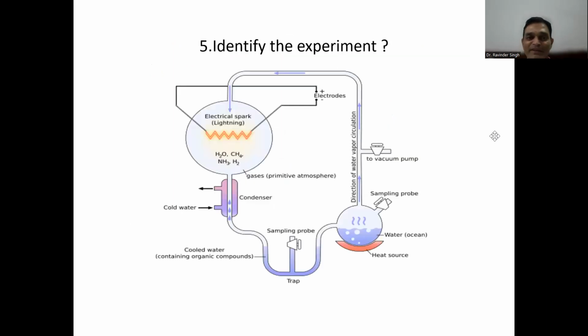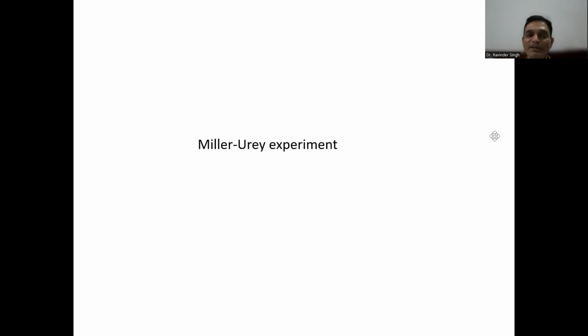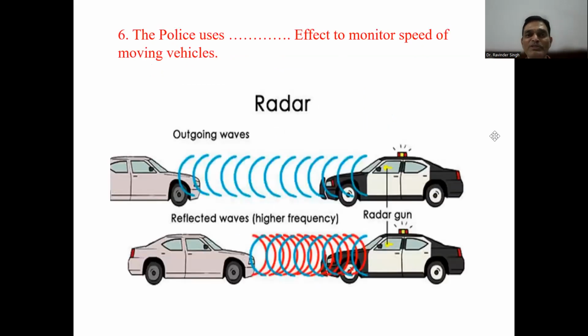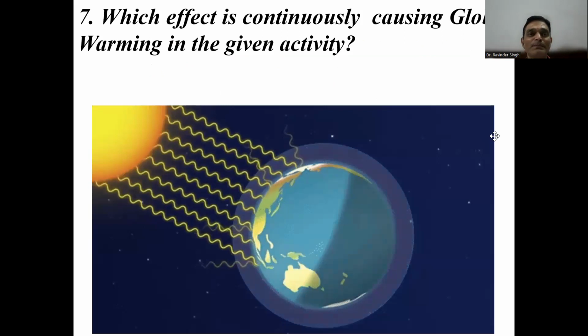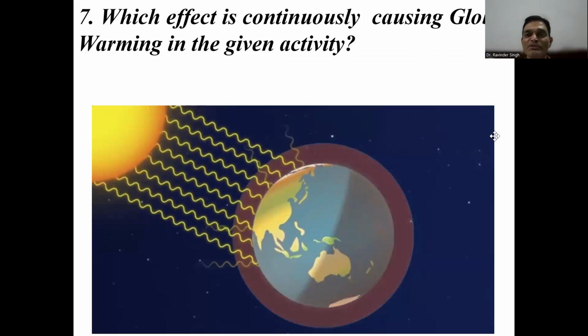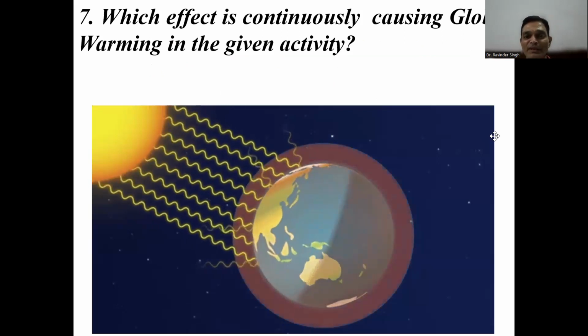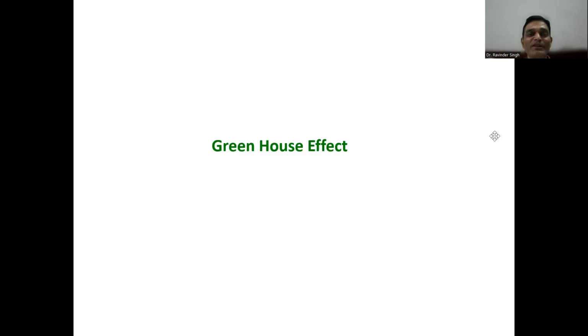Identify the experiment. That is a very simple experiment. That is called the Miller-Urey experiment. The police use what effect to monitor the speed of moving vehicles? The answer is the Doppler effect. Which effect continuously causes global warming in the given activity? The answer is the greenhouse effect.